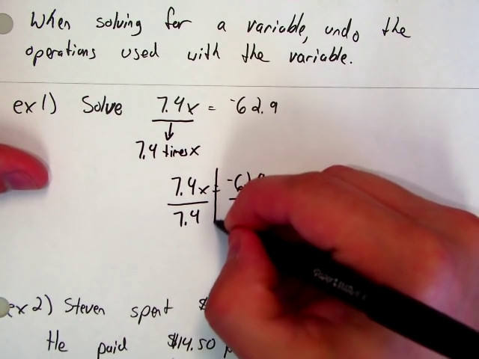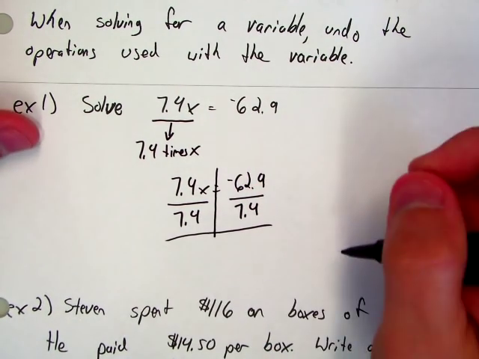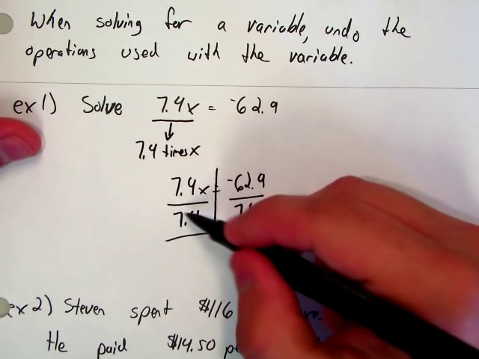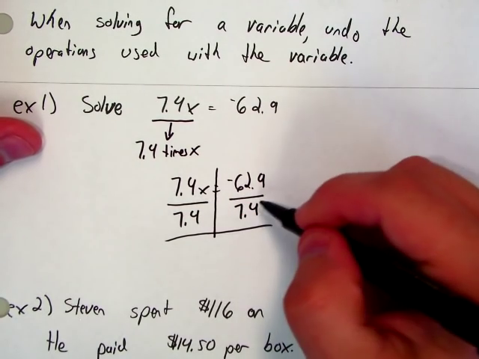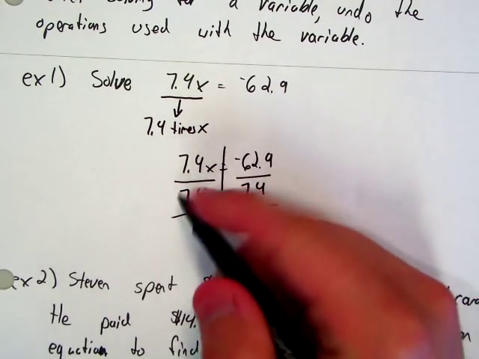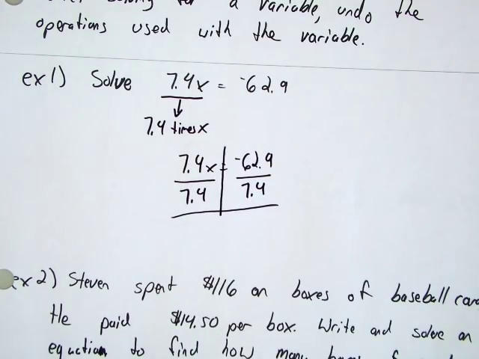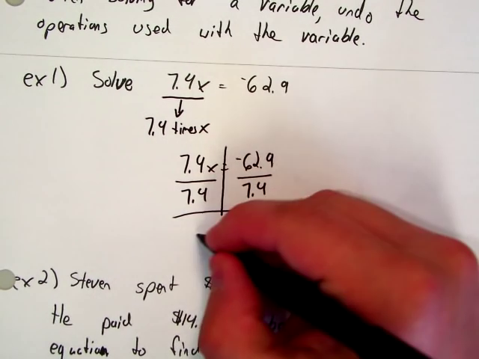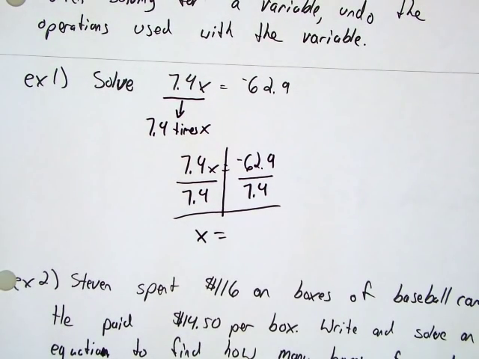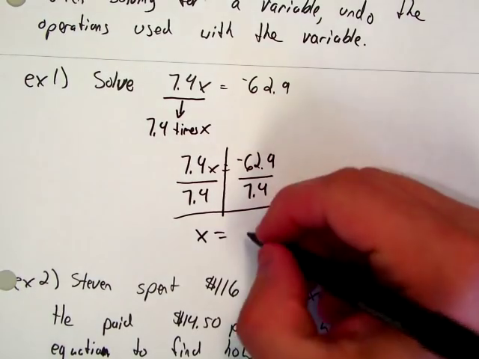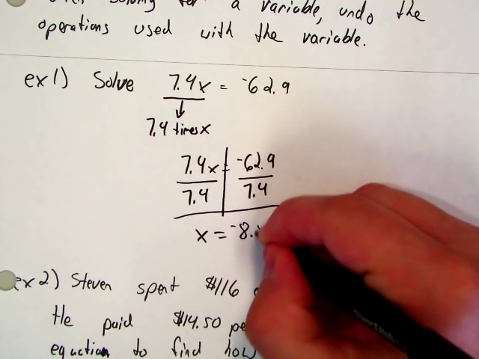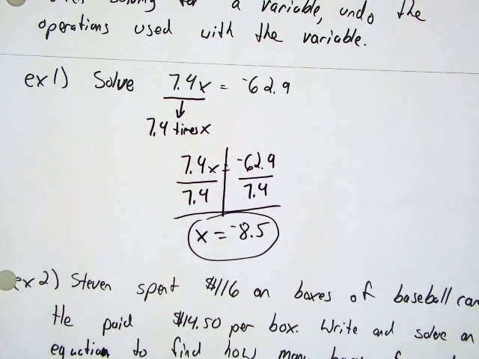Some students like that there's a line down the middle like this. So when I do something to one side, it has to show up on the other. If I do 7.4x divided by 7.4, it just leaves me with 1x, so I just write down x. On the other side, negative 62.9 divided by 7.4 gets me negative 8.5. So that's what x represents in this case.